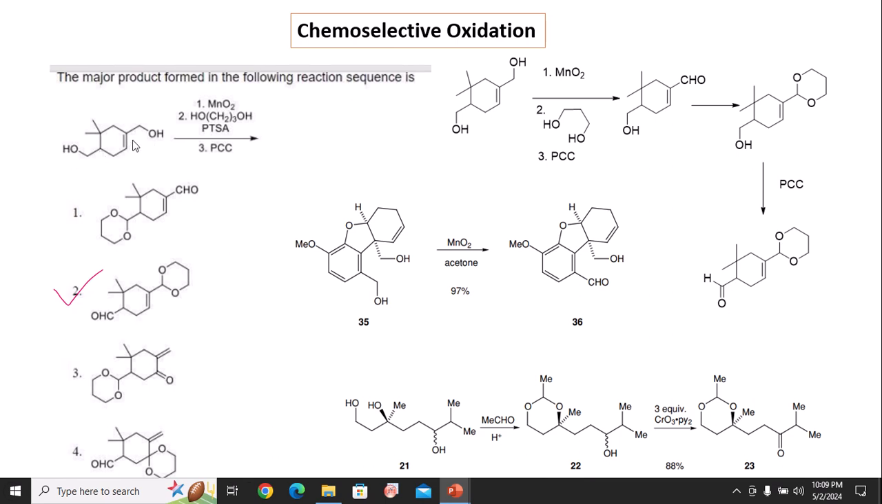Here the allylic alcohol undergoes oxidation in presence of manganese dioxide to produce the aldehyde, and then this aldehyde group is protected by the 1,3-diol to form the cyclic acetal intermediate, and then the 3-hydroxyl group is oxidized in presence of pyridinium chlorochromate to give the desired product. So the correct option for the given problem is option 2.